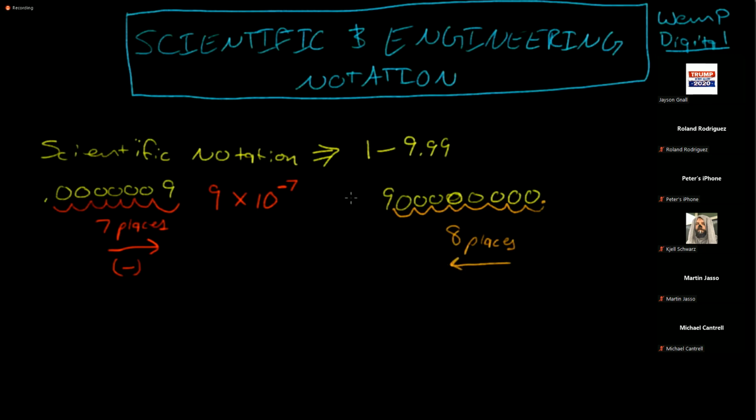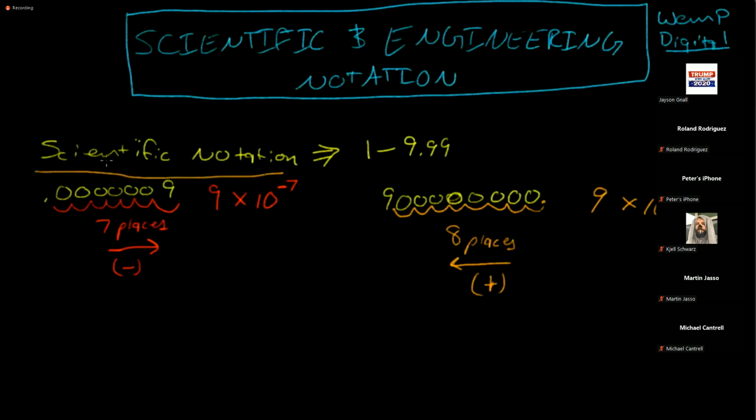Now, if I'm moving it 8 places to the left, basically what I'm going to end up with is 9 times 10 to the 8th. And because I'm going to the left, if I were to take this 9 and multiply it by 10 to the 8th, I would end up with 9 bazillion or whatever. I'd end up with this really big number. So if it goes to the left, it's going to be a positive. Okay? So there's our scientific notation and a couple of examples.